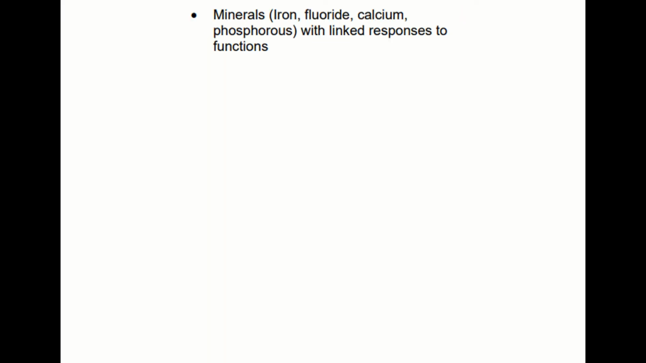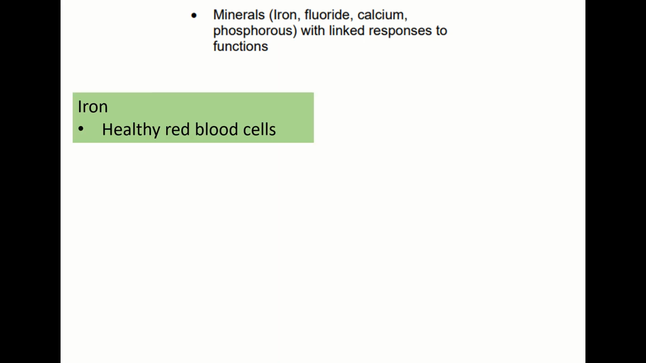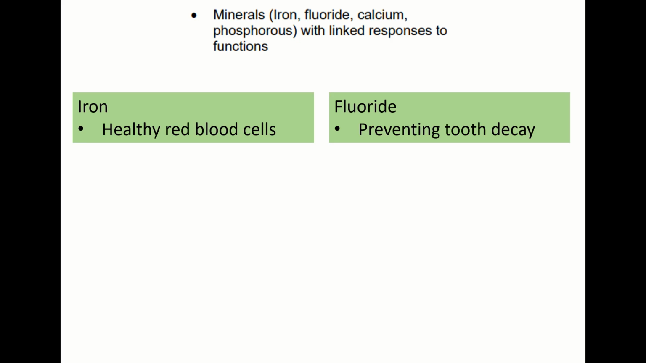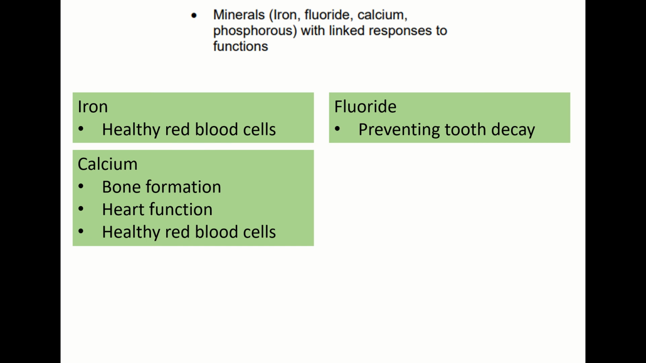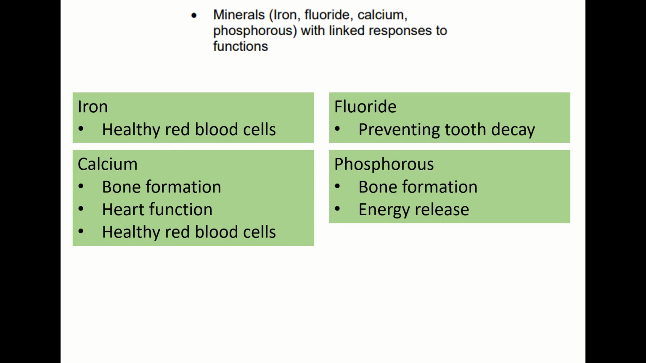Next, minerals. You might have written that they would need iron, fluoride, calcium or phosphorus, but if you have written any of these, you must also have included what the function of each of these are. So iron, healthy red blood cells. Fluoride, you might know this, is in toothpaste, and this helps with preventing tooth decay. Calcium, I gave you this answer, helps with bone formation, heart function and healthy red blood cells. And phosphorus helps with bone formation and energy release.